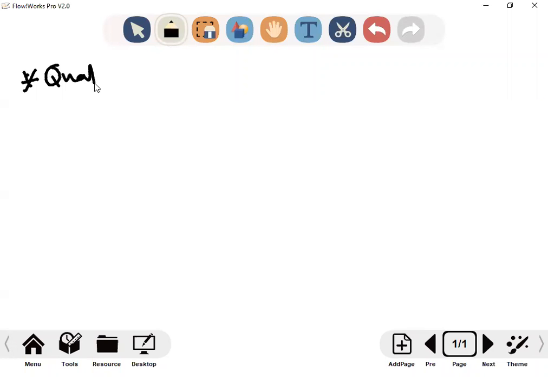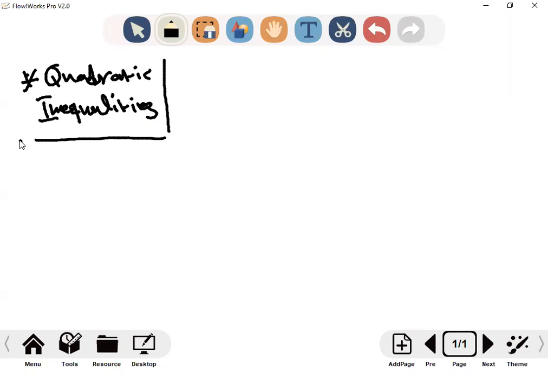Quadratic inequalities. Now, yesterday we graphed quadratic inequalities, right? Today we will solve quadratic inequalities. We have graphing and we have solving.